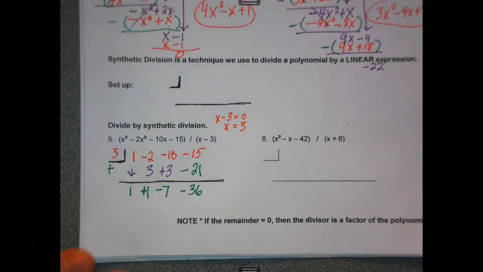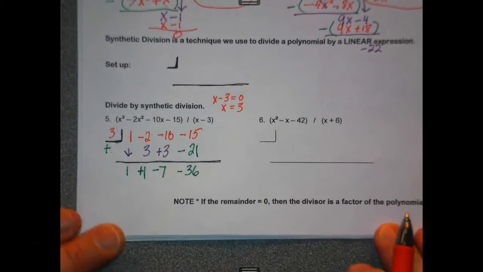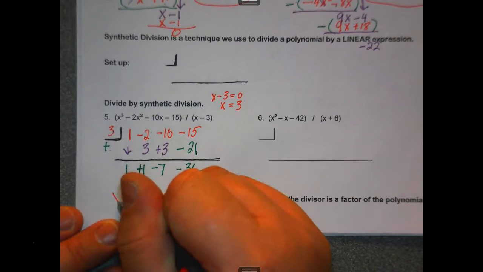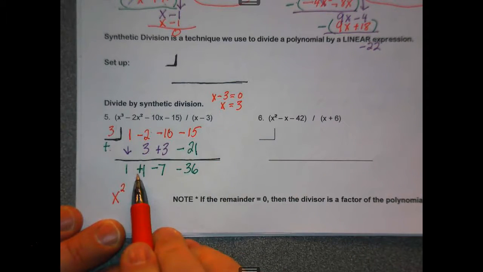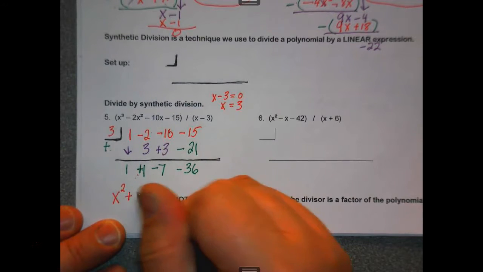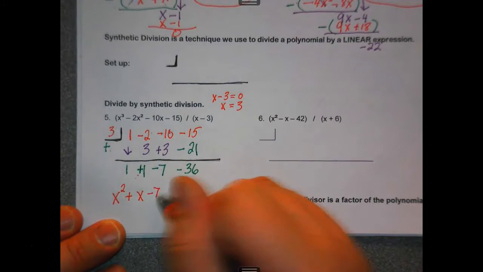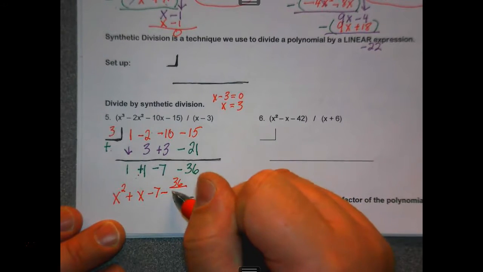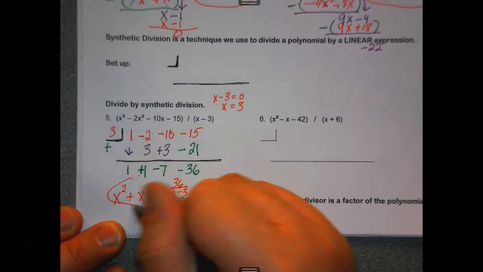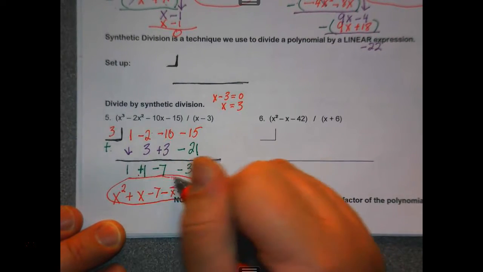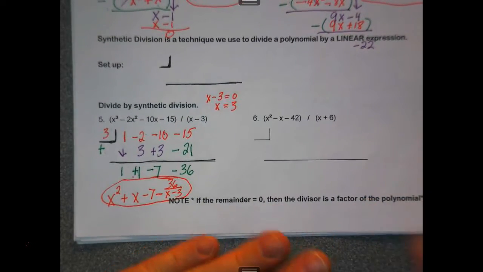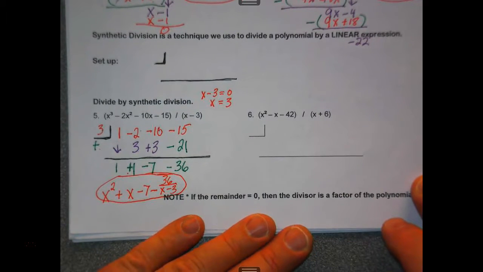So my answer is, I'm going to drop an exponent. So it's not x cubed anymore. It's x to the second plus x to the first minus 7, and my remainder is negative 36 over x minus 3. See how easy that was? Got it?